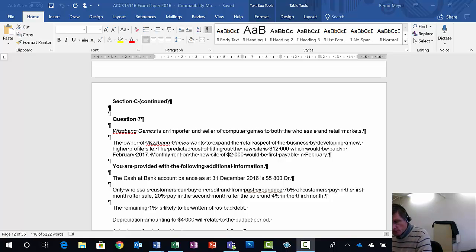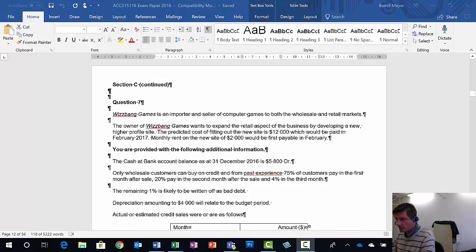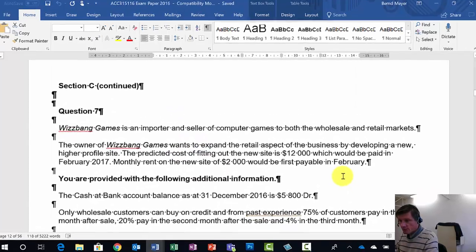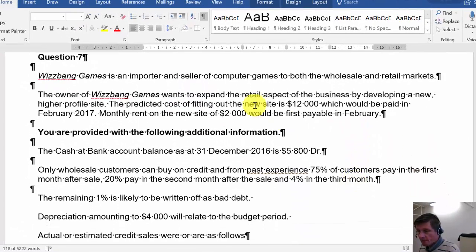Hi, I'm going to talk to you about the solution to question 7 of the 2017 exam, which is a cash budget. So here's the question that you can see in front of you. It's Whizbang Computers. They want to expand the site of the business, fitting out the site. So that's really what the whole question is going to be about, to see whether we can afford that.